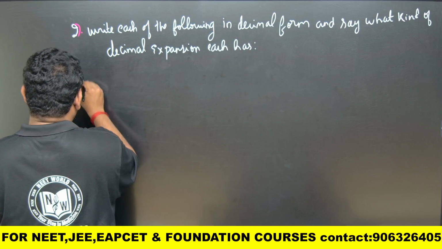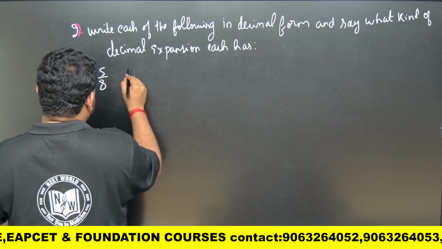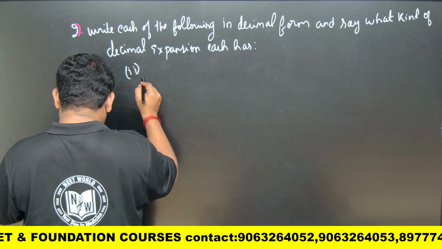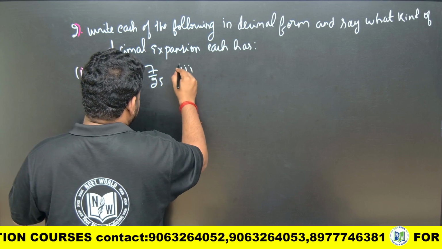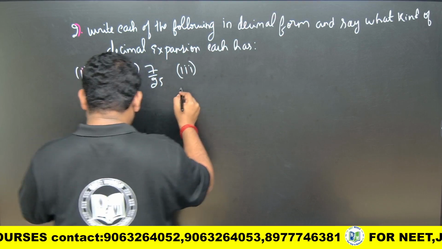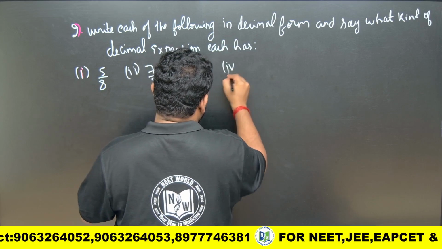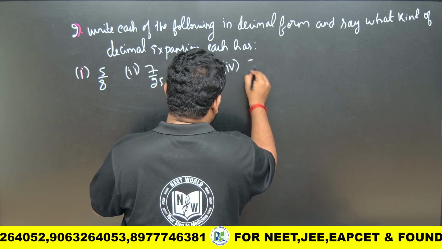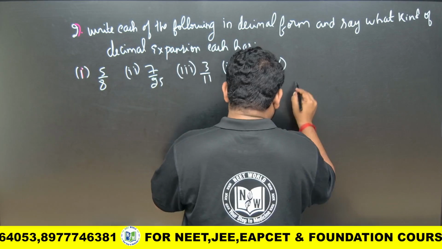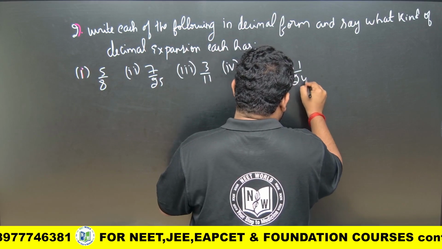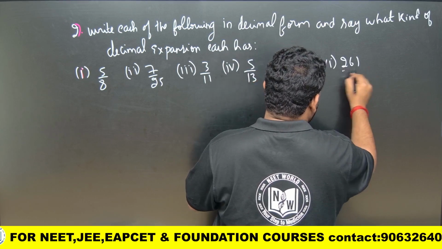So the first question is 5 by 8. Second question is 7 by 25. Third question is 3 by 11. Fourth question is 5 by 13. Fifth question is 11 by 24. Sixth question is 261 by 400.